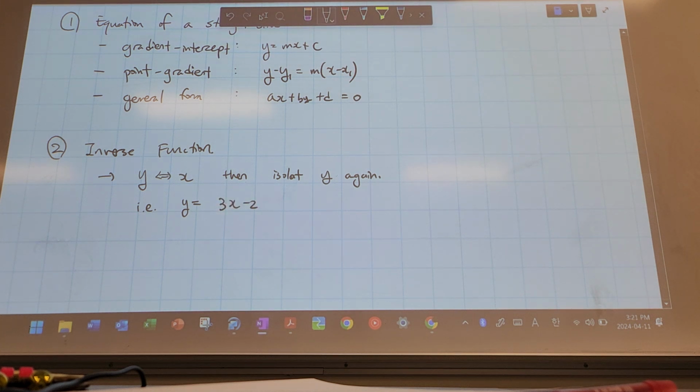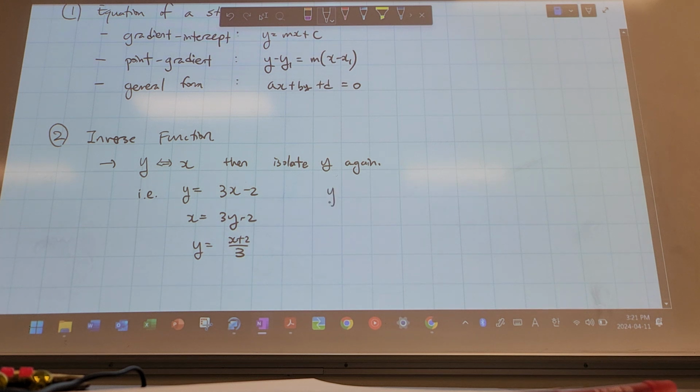Then we just swap x and y: x equals 3y minus 2. Then you isolate y: x plus 2, and then divide it by 3. So y is going to be (x plus 2) divided by 3. We can say that y equals 3x minus 2 and y equals (x plus 2) over 3 are inverse functions.